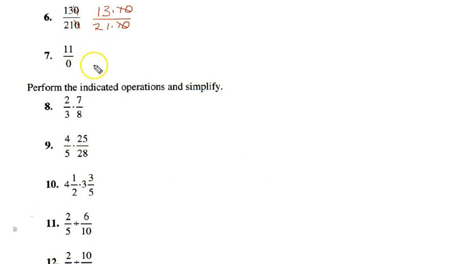And this is a rule we had mentioned earlier, that anytime you have a number divided by 0, other than 0 in the numerator, then this is undefined in our math system.